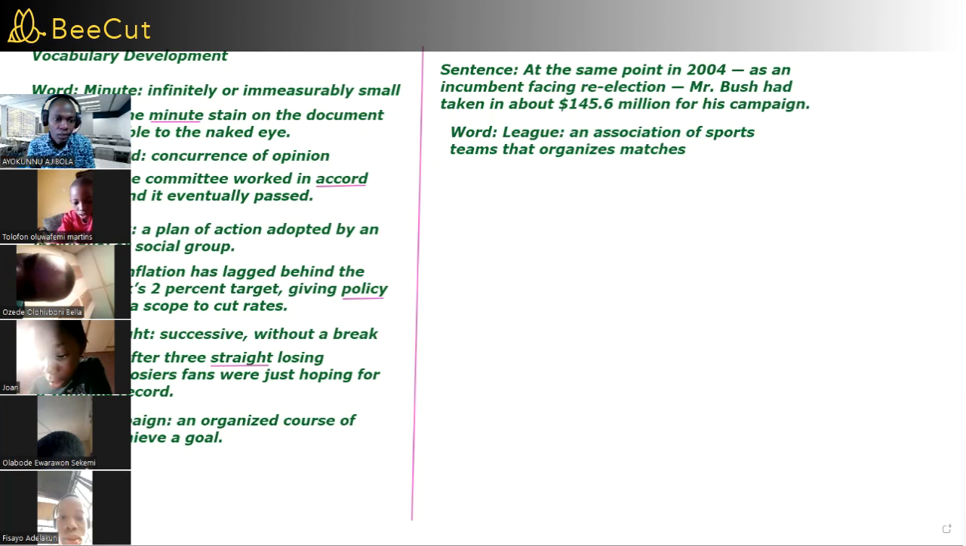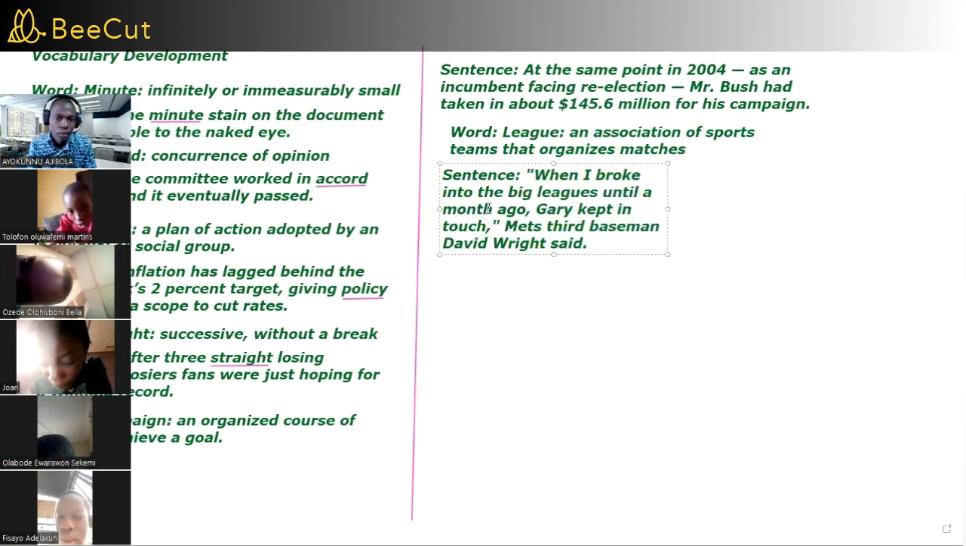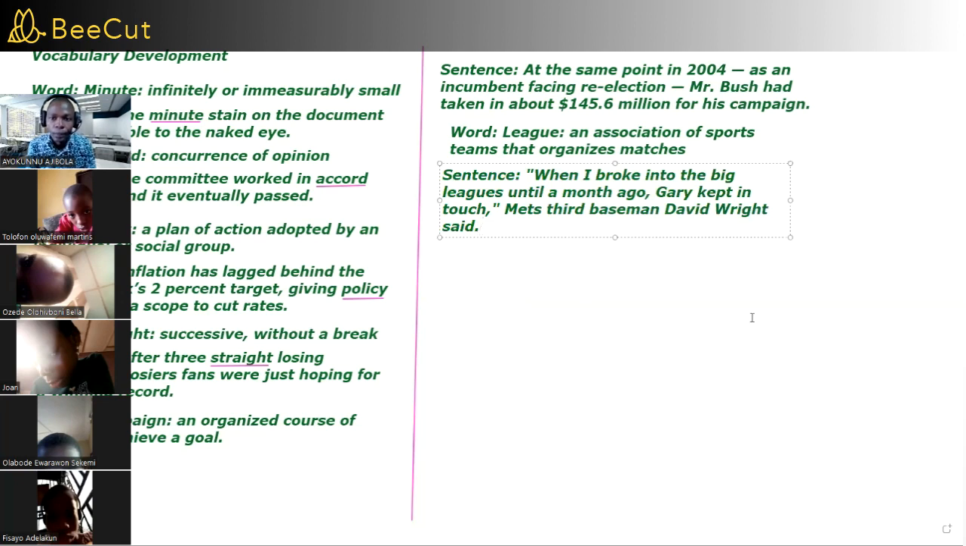So we can look at a sentence. We can have a sentence here that talks about league. Sentence: when I broke into the big league until a month ago, Gary kept in touch, Met third baseman David Wright said.